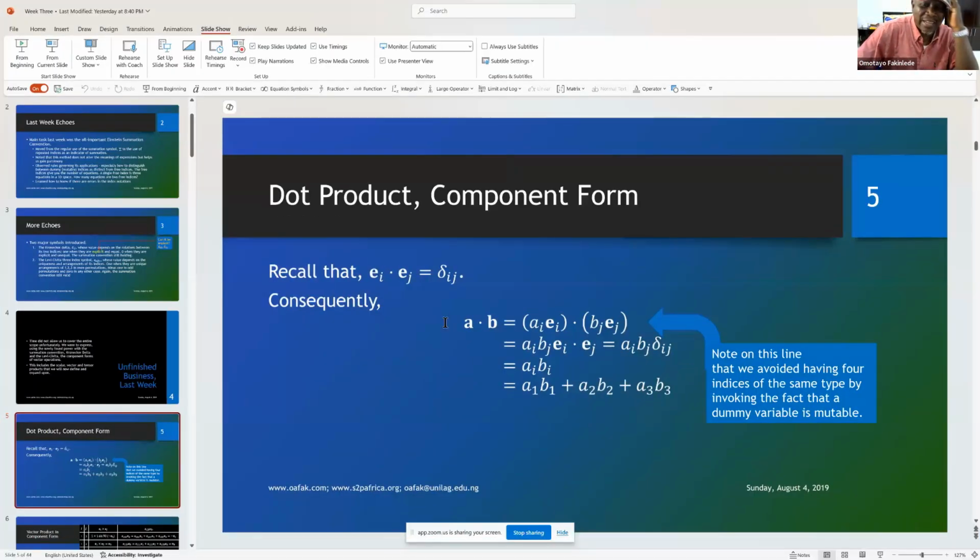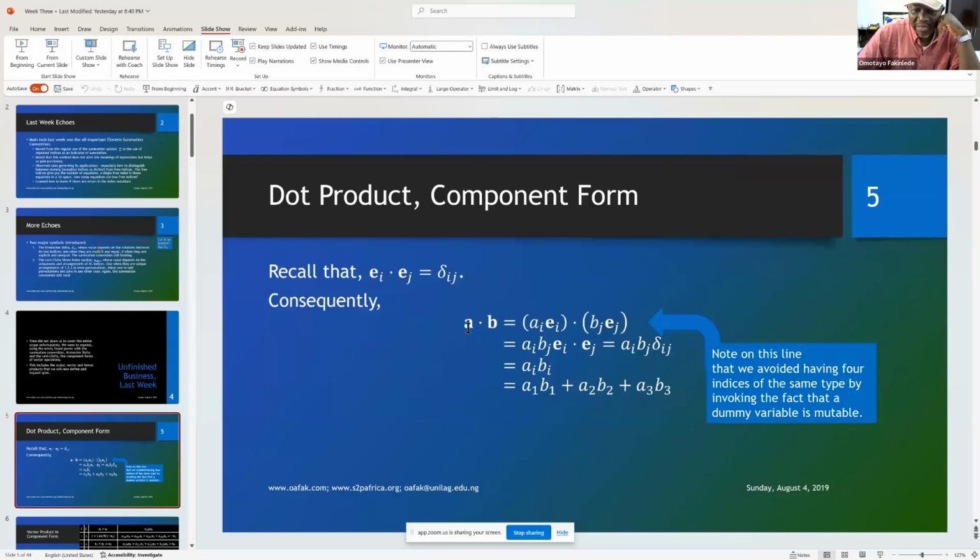So you can see that anytime we have 2 free indices, in 3-dimensional space, we are dealing with 9 equations. If we have 3 free indices, we are dealing with 27 equations. Please bear that in mind because I'm going to keep asking.